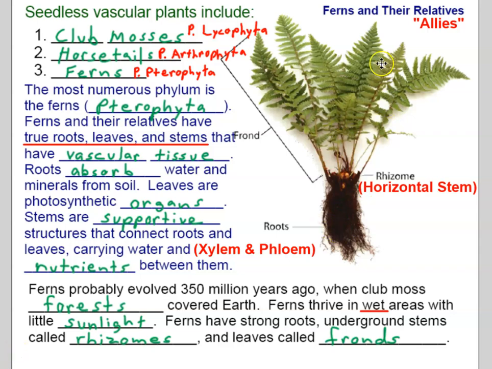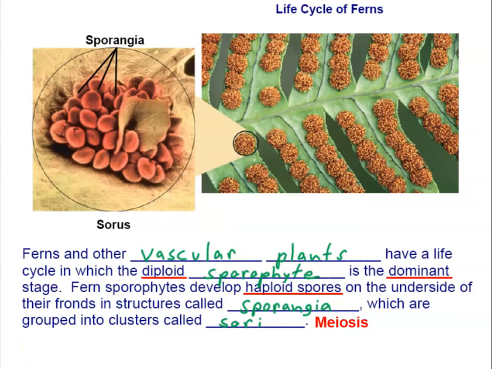The other thing to point out before we move on is that what we're looking at here when we look at a fern plant is the sporophyte. Remember, all plants show alternation of generation. In mosses, the gametophyte is dominant, and the sporophyte, if you'll recall, is supported by the gametophyte and grows out of the gametophyte. In this case, the sporophyte is dominant. So the fern plant is the sporophyte, and the gametophyte is greatly reduced, as you'll see when we look at the life cycle. So the sporophyte is called the sporophyte because it produces spores.